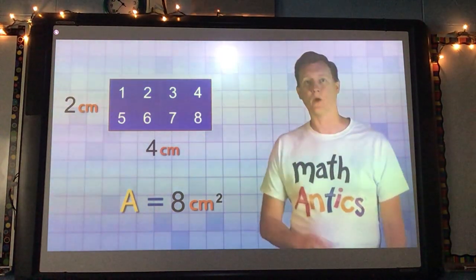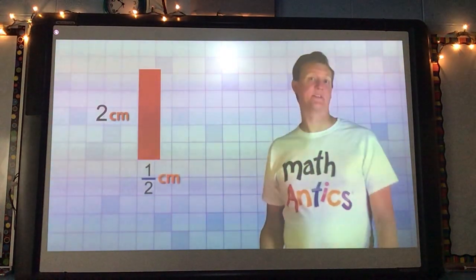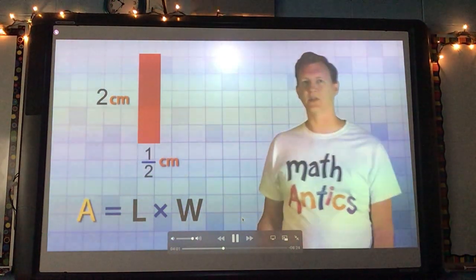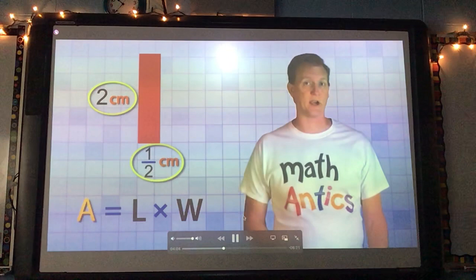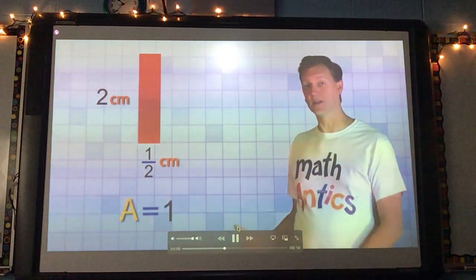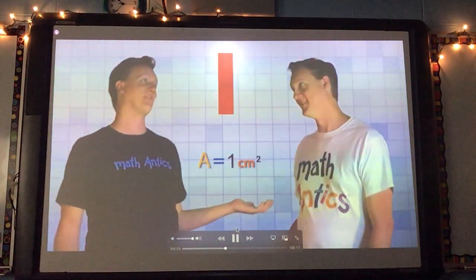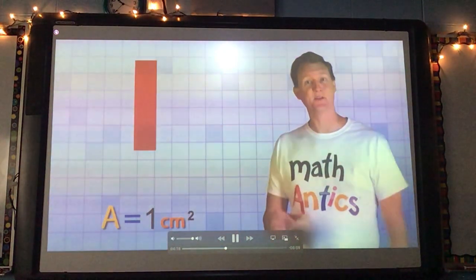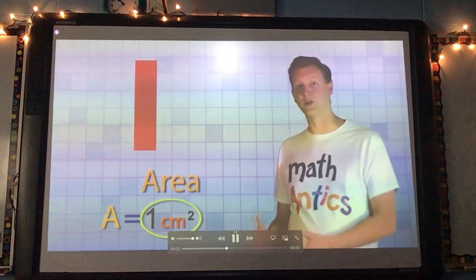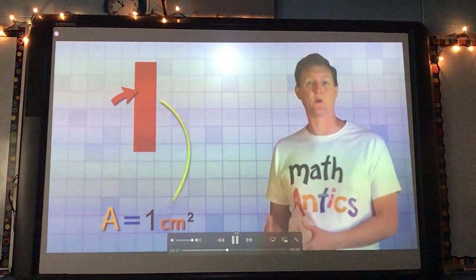Let's try our formula on one more rectangle. This rectangle is 2 centimeters long, but only half a centimeter wide. And our formula, area equals length times width, tells us that we just need to multiply these two sides together to get our area. 2 times 1/2 equals 1. So this rectangle is also 1 square centimeter. How could that be a square centimeter? It's not even a square. But just because a shape takes up 1 square centimeter of area, that doesn't mean it has to be a square shape. It just means that the total area would be equal or the same as a square centimeter.